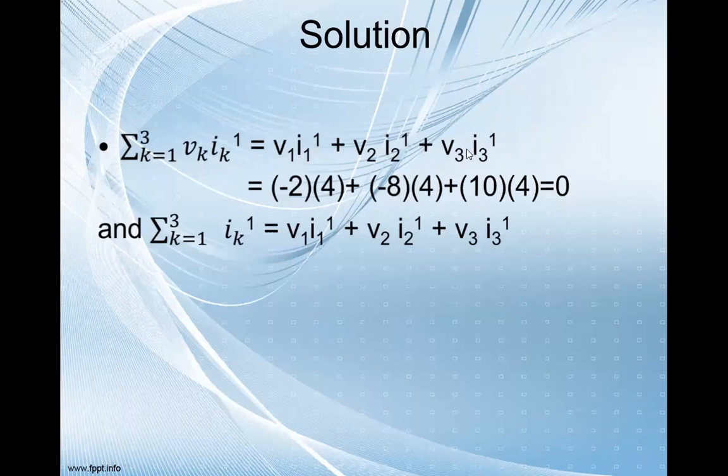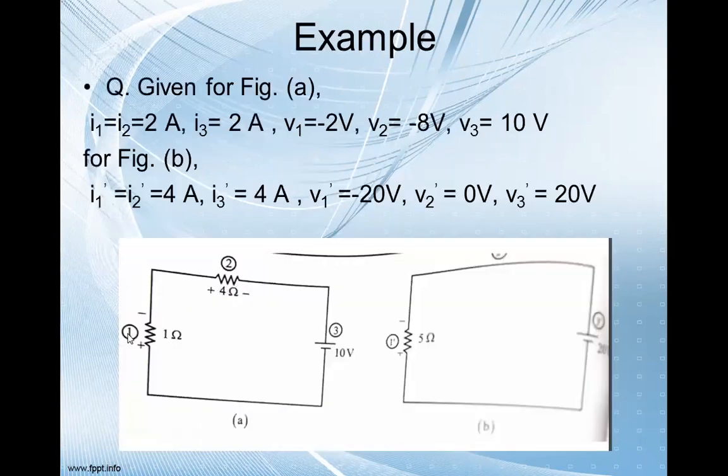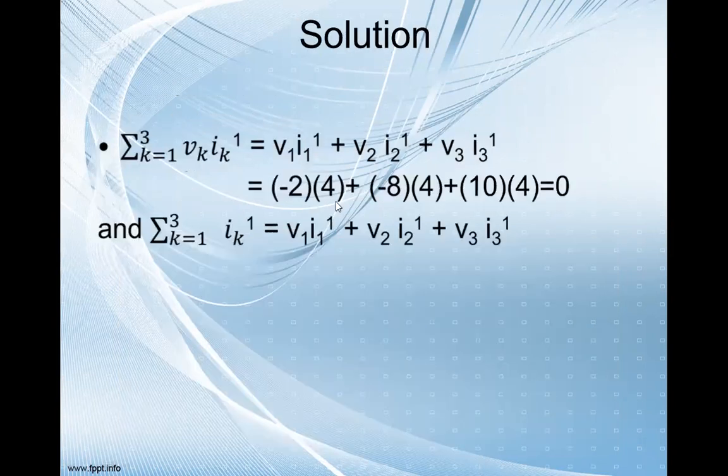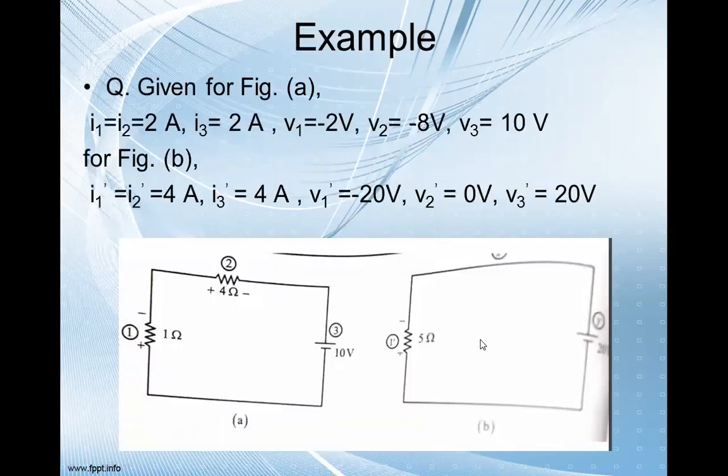Let us understand this. V1, V2, V3 are the circuit voltages of this network. Now what are I1 dash, I2 dash, and I3 dash? These are the currents of the other network. I1 dash is the current through this, I2 dash is the current of this one, and I3 dash is the current of this one. These are basically 4 ampere, as given here. Now you apply Tellegen's theorem.